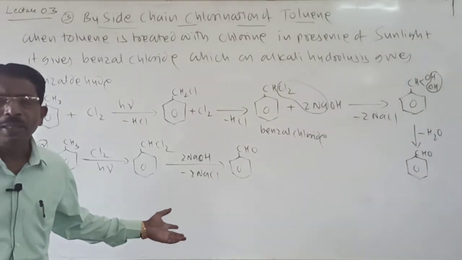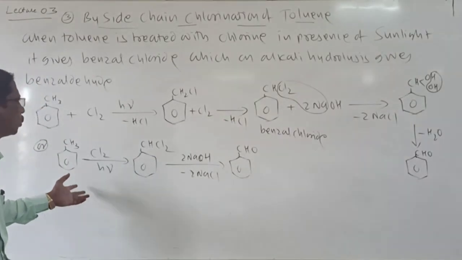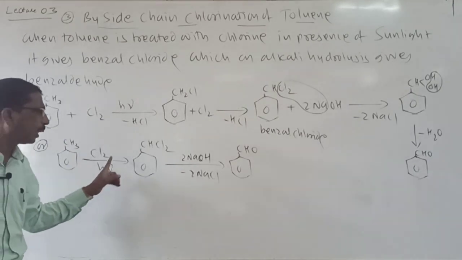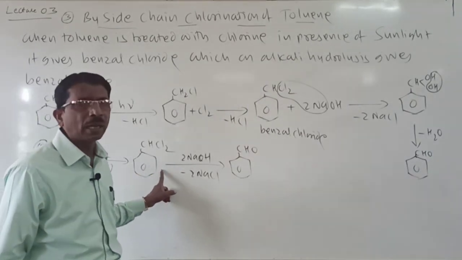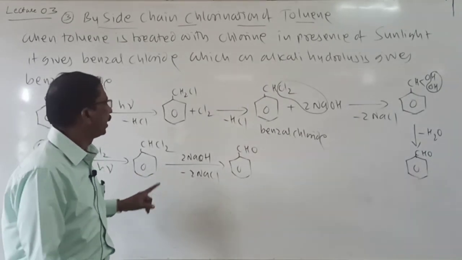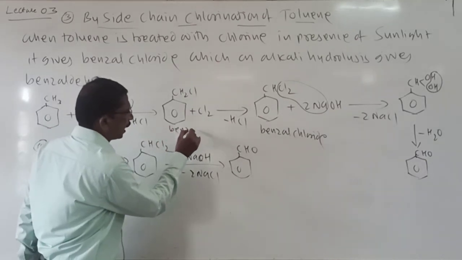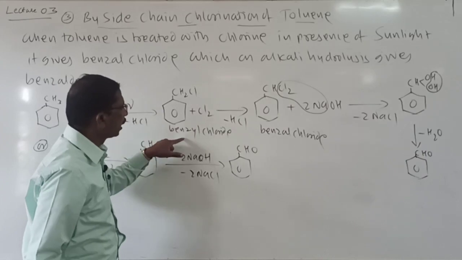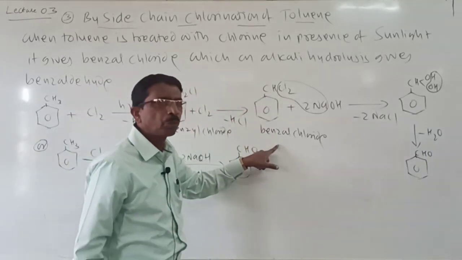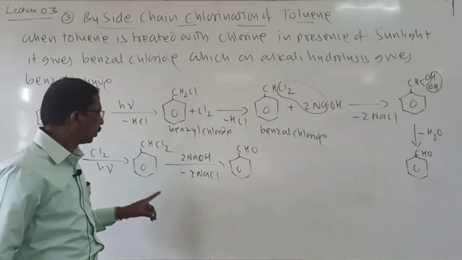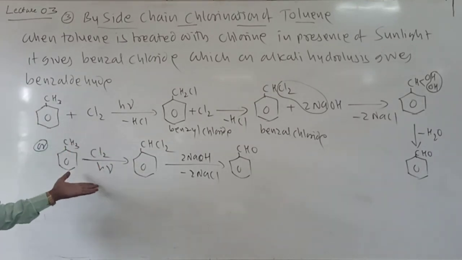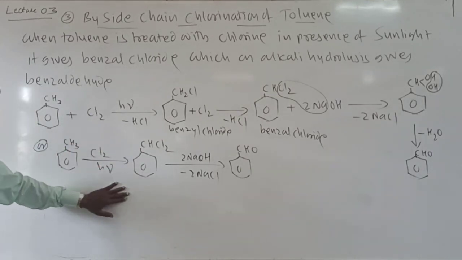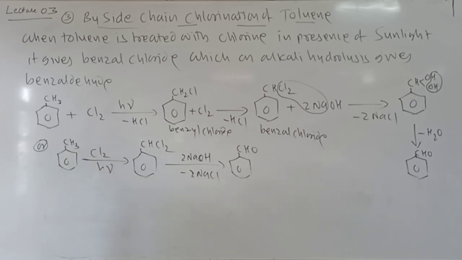So it is called side chain chlorination. When toluene is treated with chlorine, it forms benzyl chloride, CH2Cl. So here you may follow this or this reaction. It is shorter, so it is better. So this is called side chain chlorination of toluene.